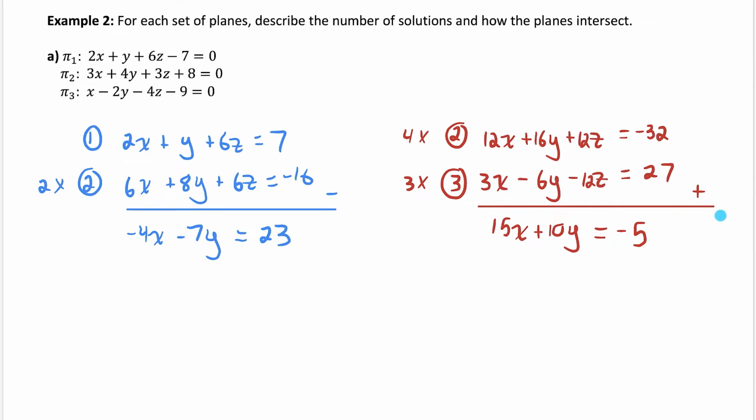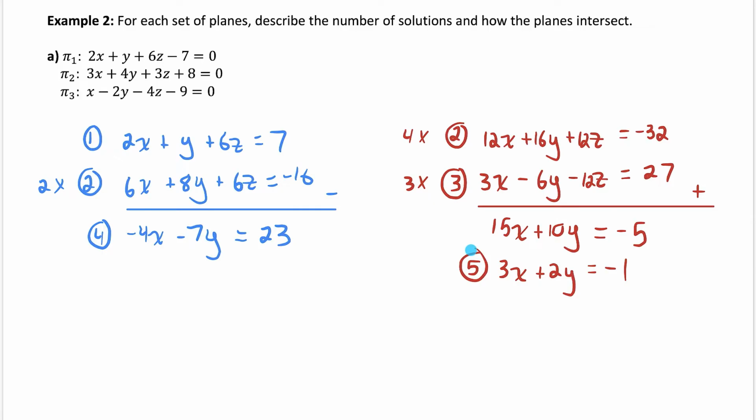And let me actually simplify this equation by dividing all of the terms by 5, which will give me 3x plus 2y equals negative 1. So I've created two new equations. I'll call them equation 4 and equation 5. Those equations tell me that each pair of planes that I worked with both intersect in lines.